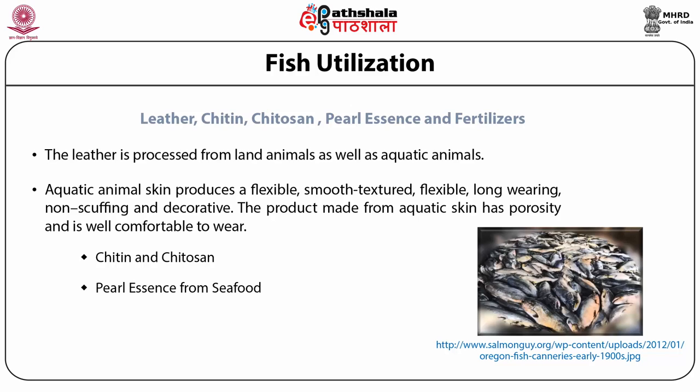Pearl essence from the seafood is also extracted. Pearl essence is recovered from the seafood as a suspension of crystalline guanine in a solvent. Guanine is a substance located in the epidermal layer of the scales of fish species that swim near the surface, for example, herring and mackerel. Fish waste could also be utilized in the production of fertilizers. Therefore, fertilizers could be a better option to degrade the waste generated by the seafood byproducts.